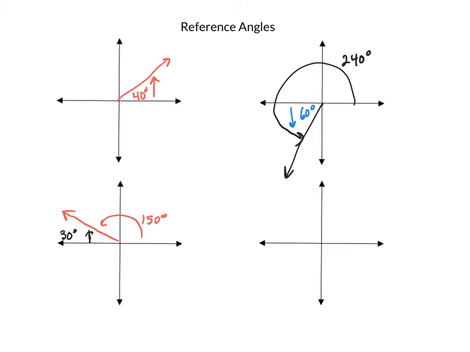I could also do a negative angle. If I did a negative angle of negative 120 degrees, again, the reference angle is always between the x-axis and the terminal side right here. So that's the reference angle. And how many more degrees do I have to go to get to the x-axis? That would be 60 degrees again.